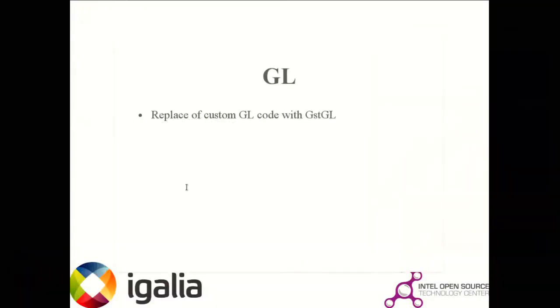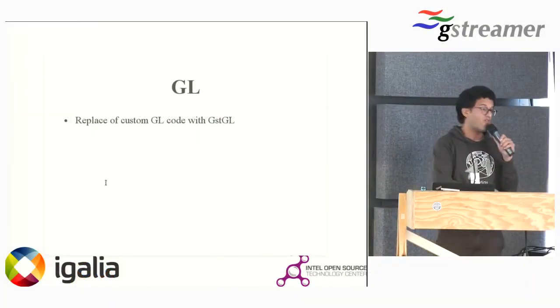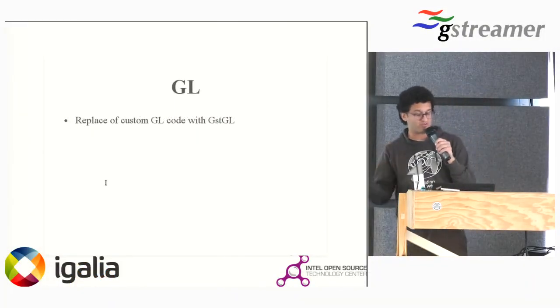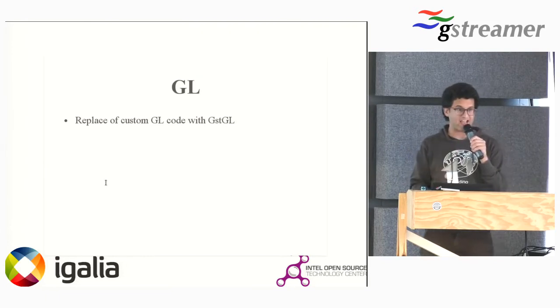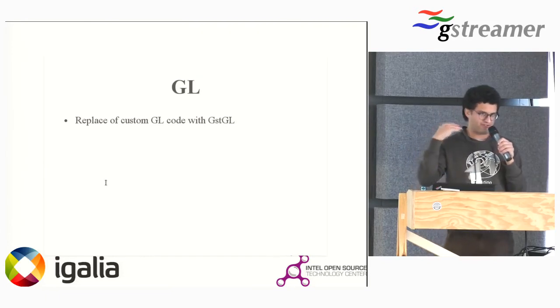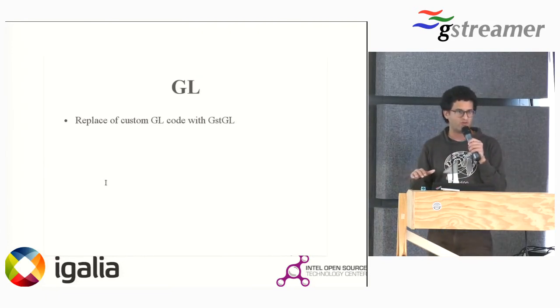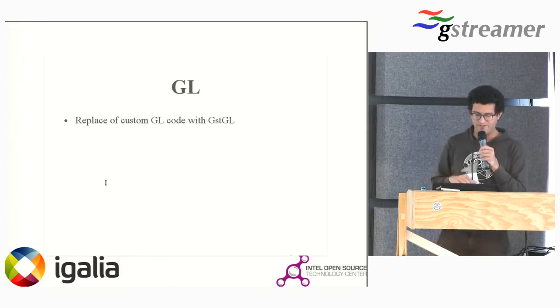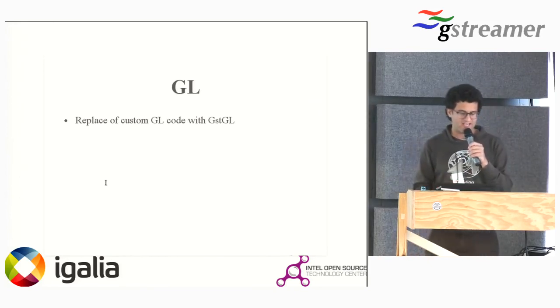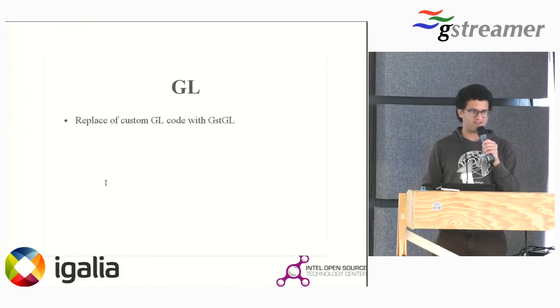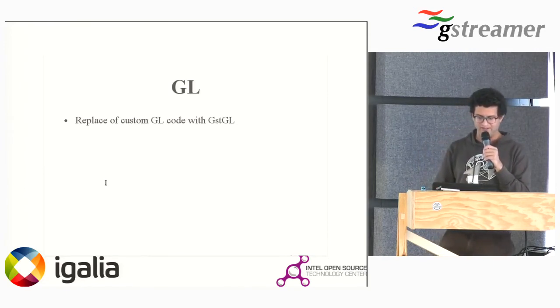Also, a wild idea we have is to get rid of all of our custom GL code and use the GstGL API, so we can greatly reduce the amount of code we have in GStreamer VA-API, and reduce most of the APIs, already done thanks to Matthew in GstGL.